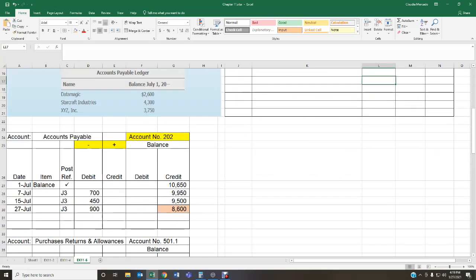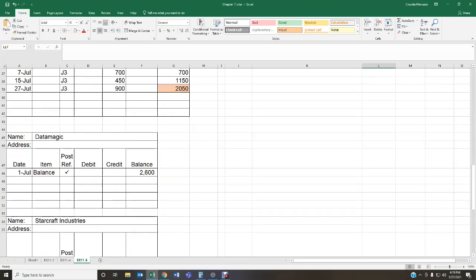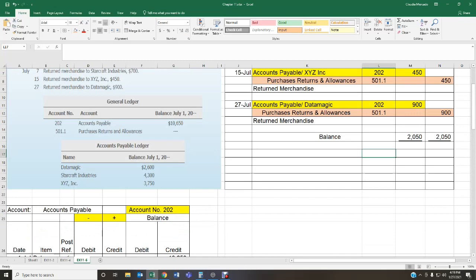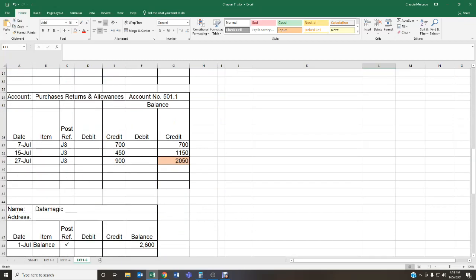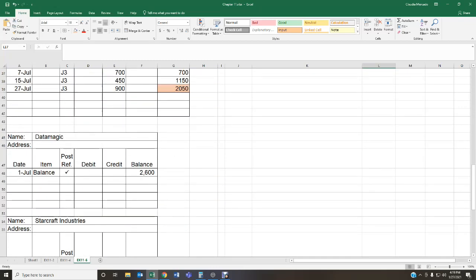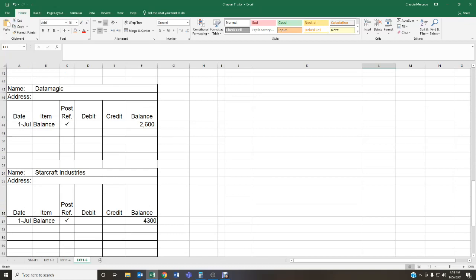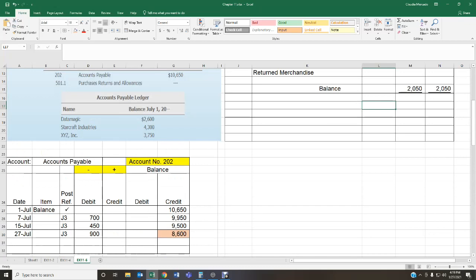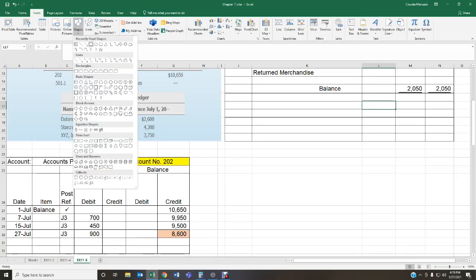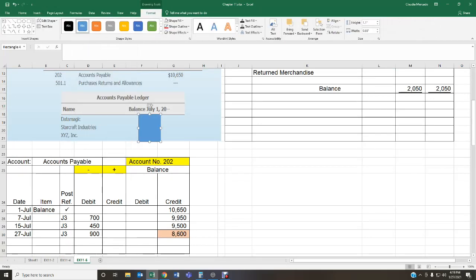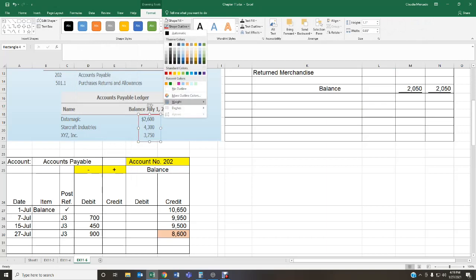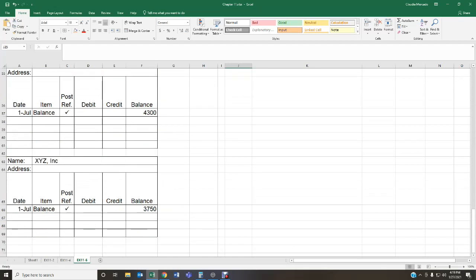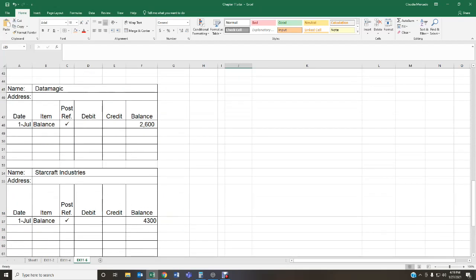Okay, so what I did is I went ahead and I set up the accounts payable ledgers with the beginning balances provided. So Data Magic had a balance of $2,600, StarCraft $4,300, and XYC $3,750. These are the numbers that I'm getting from right here. I didn't make them up. It's just coming from the problem. So I just transferred these numbers over to the respective accounts payable ledger.